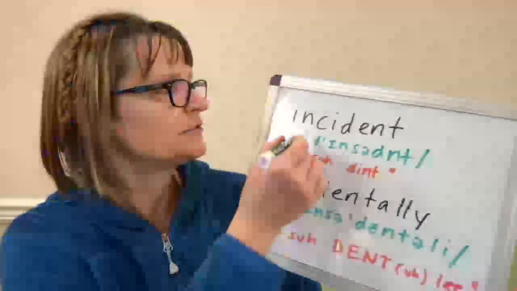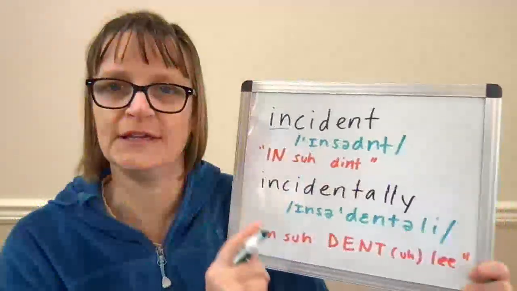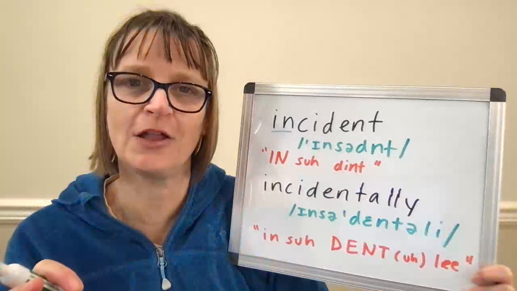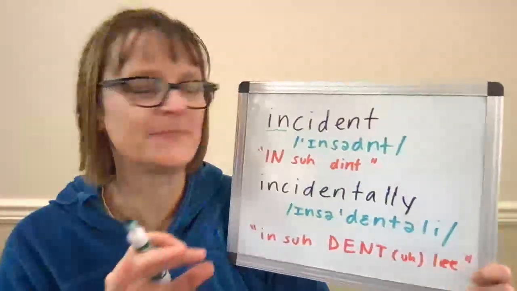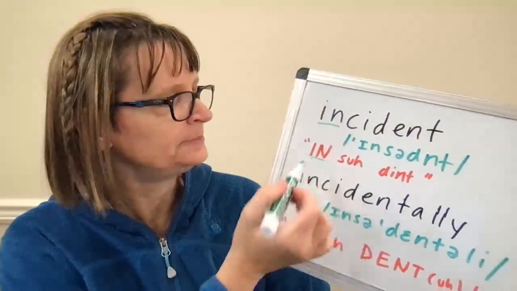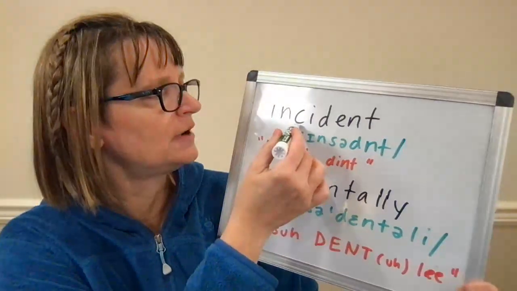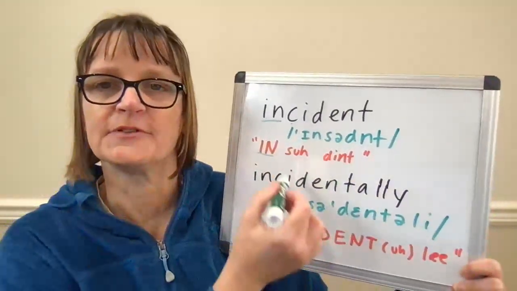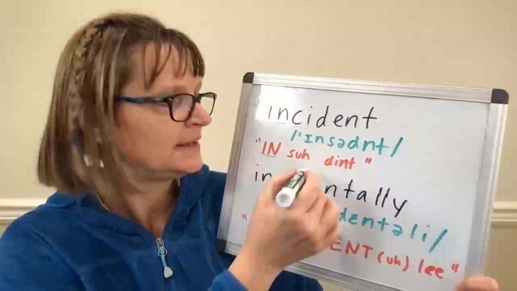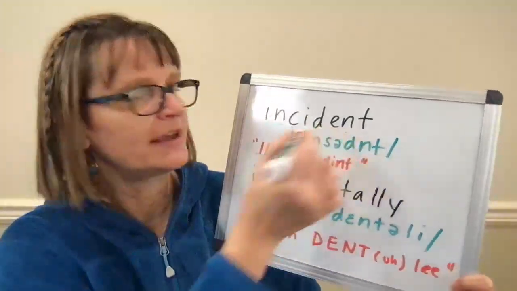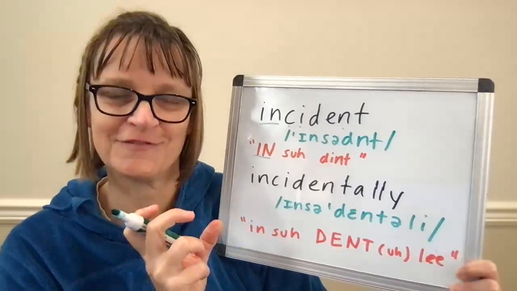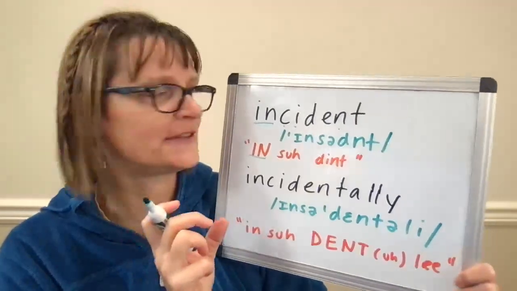So incident, we stress on the first syllable, in. That means I'm going to hold that longer on the vowel I, and it's just like the word in. Then when I get to the second two syllables, cident, incident, these are going to be short and unstressed. So they're going to change the vowel sounds, have reduced vowels in them.